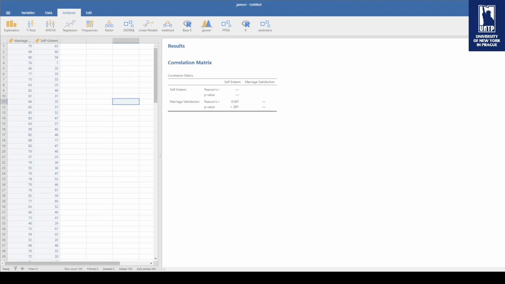So this was a brief overview of correlation, and hopefully you were able to understand something about this process and how to use it, and especially how not to use it.